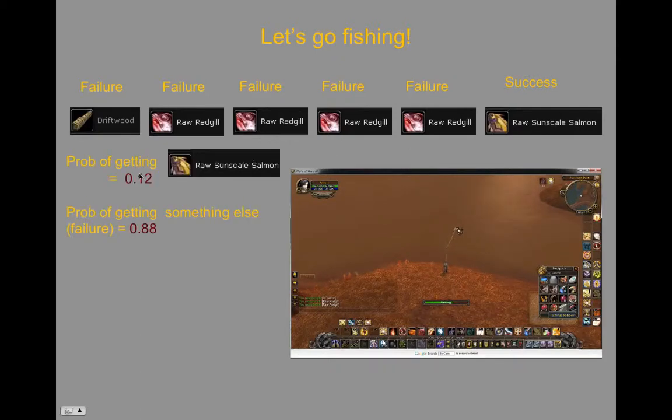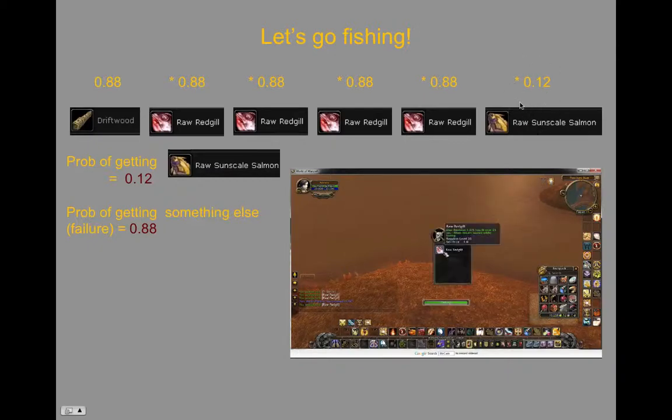1, 2, 3, 4, 5 failures, and finally a success where I'll get my salmon on the 6th try. So the probability of getting the salmon is 0.12. The probability of getting something else, which is the failure, is 0.88. So now I'm just going to replace these events, whether it's a failure or a success, with probabilities. That's just what's happening here, where we're replacing the events with numbers. And you can see I now have 5 0.88s and a 0.12. The last attempt, the 6th attempt, was a success.